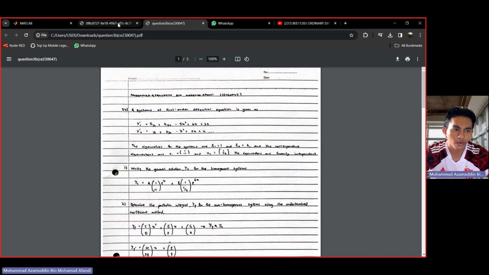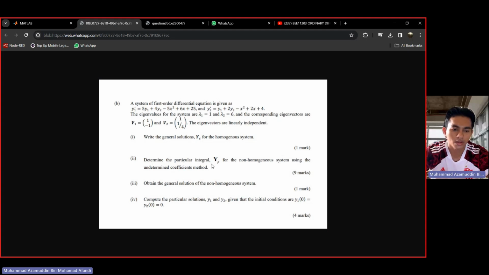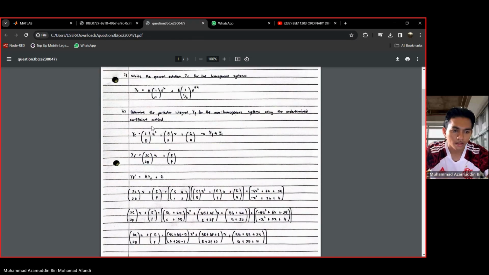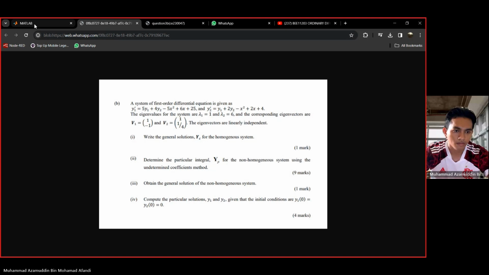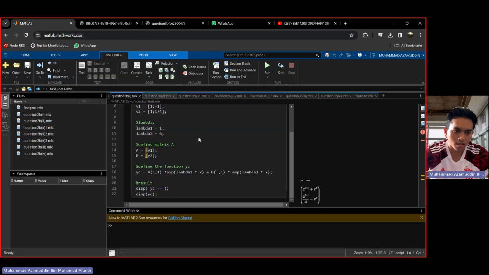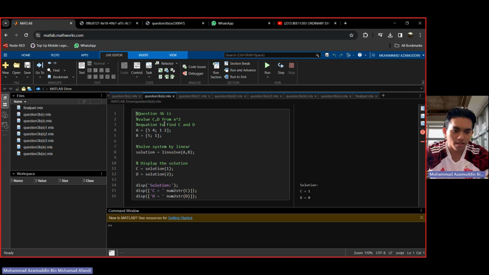And then we move to the second question, which is to determine the particular integral YP for the non-homogeneous system using the undetermined coefficient method. We get YP equal to Cx squared plus Dx... plus EF x plus GH, which is not equivalent to YC. You can see here the value of CD.